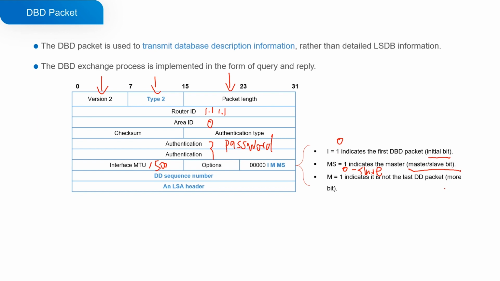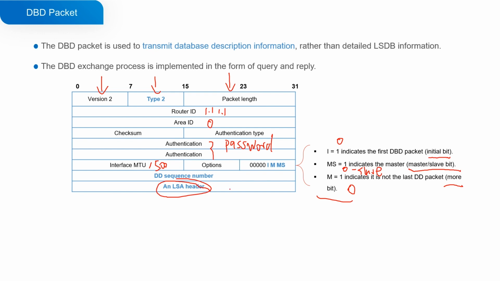The M bit is actually the more bit, which indicates whether this is the last DD packet or not. If the value is 1, it means this packet is not the last DD packet, and more DBD packets will follow. If the value is 0, it means this packet is the last DBD packet, so after this packet, there is no more DBD packet. And after these 3 bits, next is the DD sequence number and the LSA header.